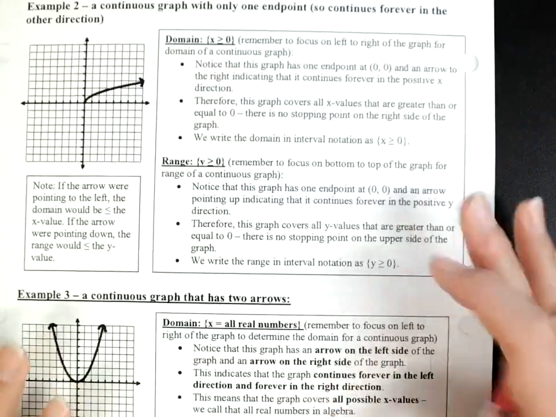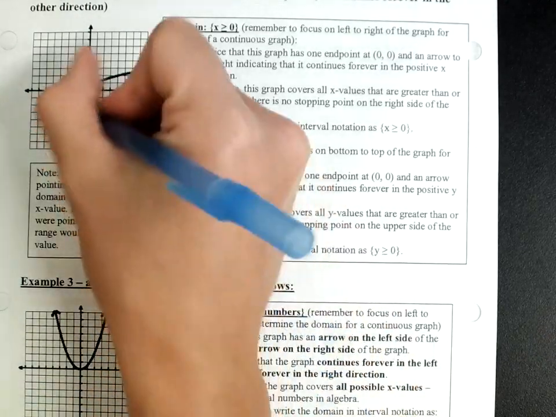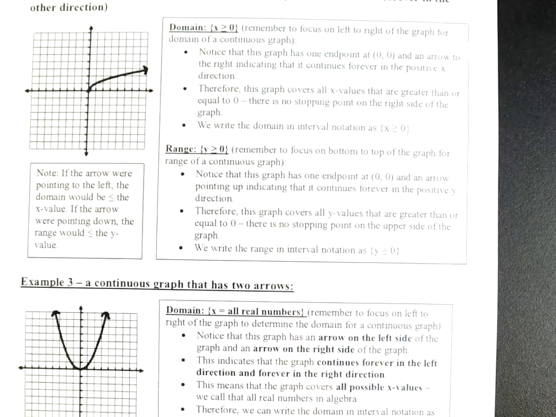What about when you have a more continuous graph? Well, again, you're going to start for the domain. You're going to start on the left. What is the leftmost point here? It's right here at 0, 0.